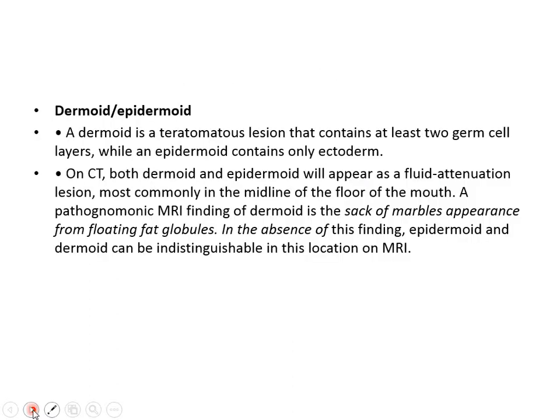Dermoid is a teratomatous lesion that contains at least two germ cell layers, while an epidermoid contains only ectoderm. On CT, both dermoid and epidermoid appear as a fluid attenuation lesion, most commonly in the midline of the floor of the mouth. A pathognomonic MRI finding of dermoid is a sac of marbles appearance from floating fat globules. In the absence of this finding, epidermoid and dermoid can be indistinguishable in this location on MRI.